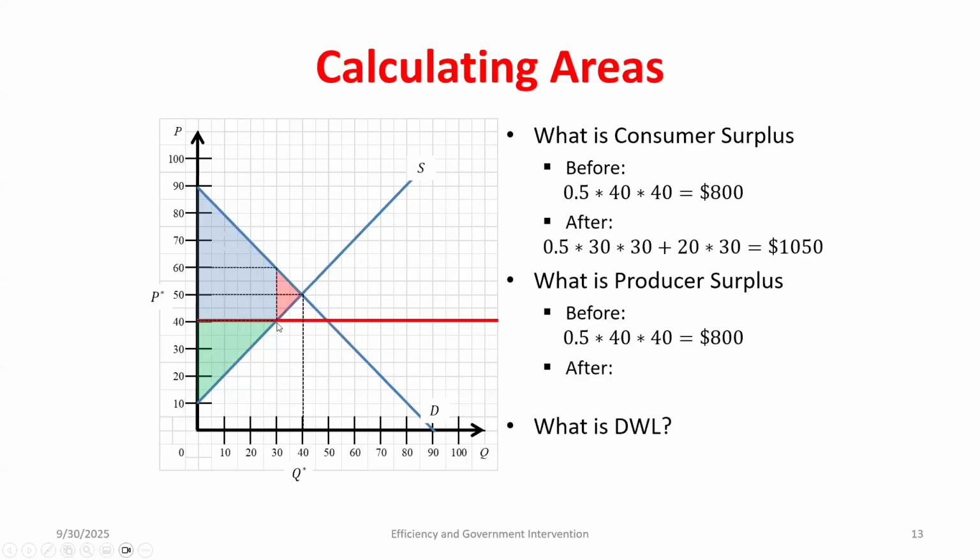Well, it's now going to be the area below this new price of 40, but above the supply curve, up to this quantity of 30. So the area of this triangle will be what? The height is 30, so 30 times 30 times a half should give me 450.